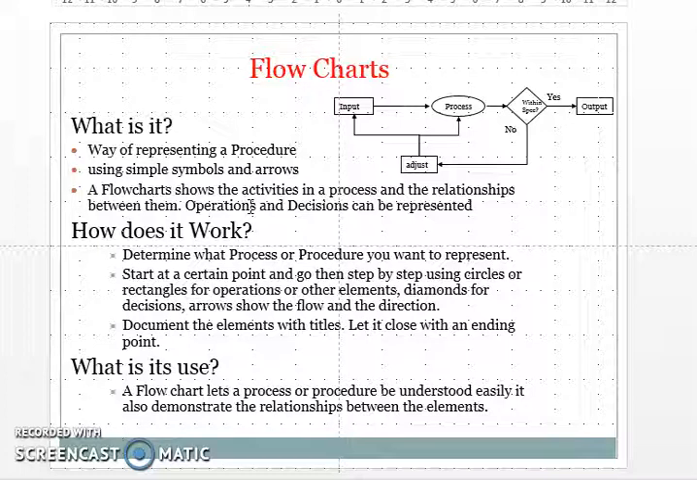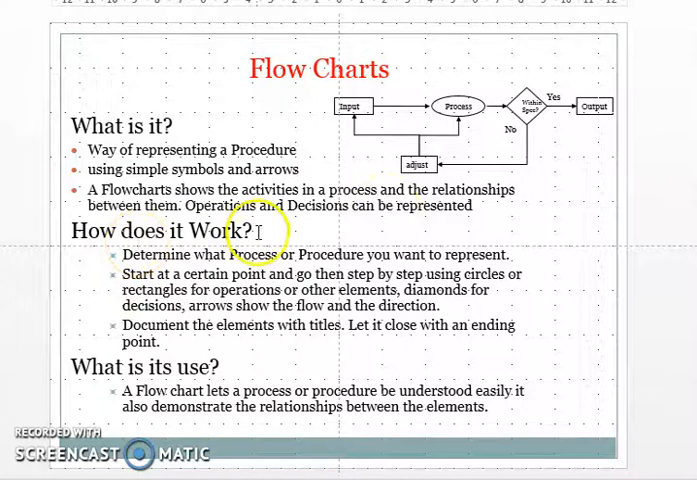You have to first draw the flowchart, as well as in industrial engineering you have to draw flowcharts to study the process. Same principles you have to use here for solving or understanding quality problems. A flowchart shows the activities in a process and the relationship between them. The operations and decisions can be represented in the flowcharts.